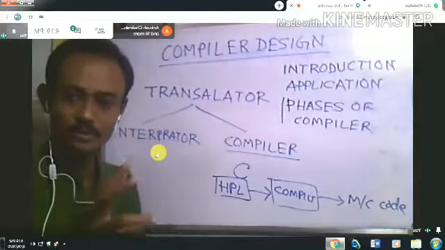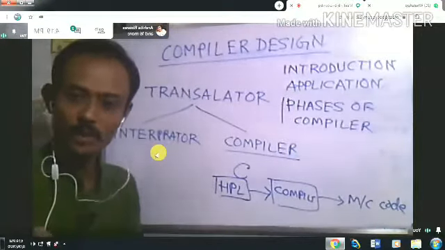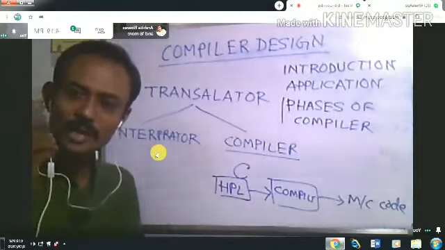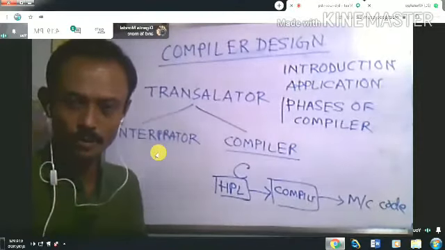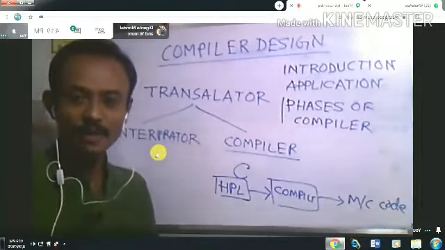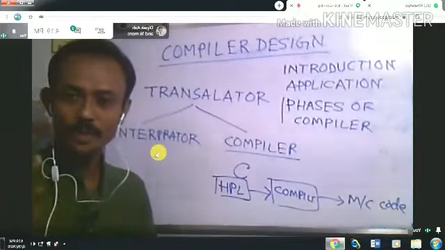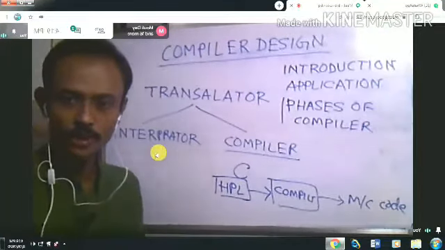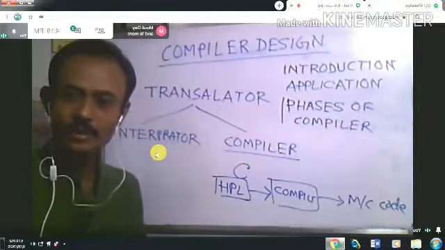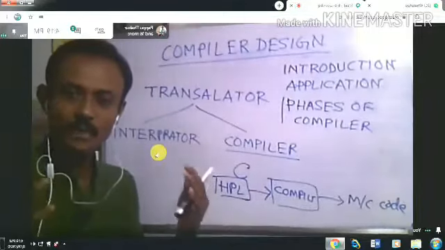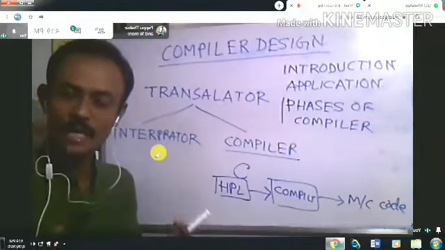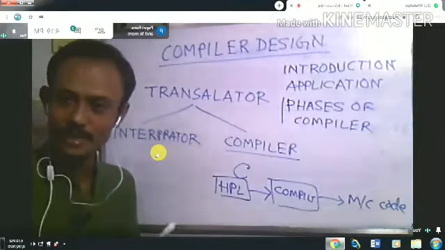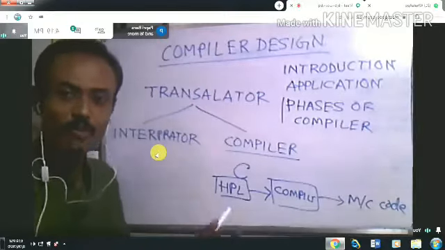It's not only used in programming languages, it may be used in different applications also. That's why you can say that compiler is part and parcel of our daily life. If you work in the software domain, then you can see that the compiler is everywhere. There are a large number of compilers, and the applications of compilers are enormous.